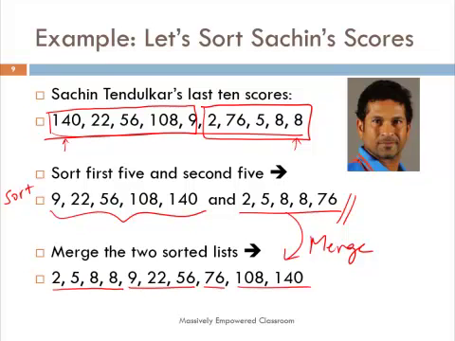So it's as though I'm saying I don't know how to sort an array of 10 elements, but if I know a way of sorting arrays of 5 elements, I can break the 10 element array into 2 arrays of 5 elements, sort them, and then apply my merge algorithm to produce the final sorted array.